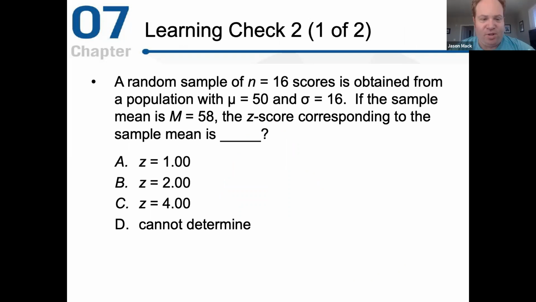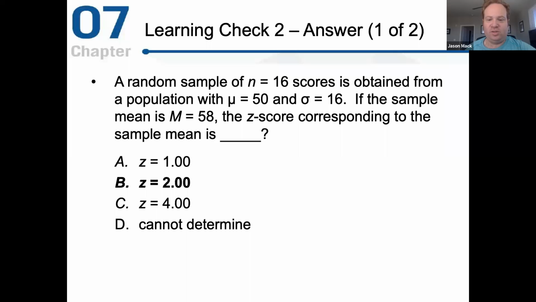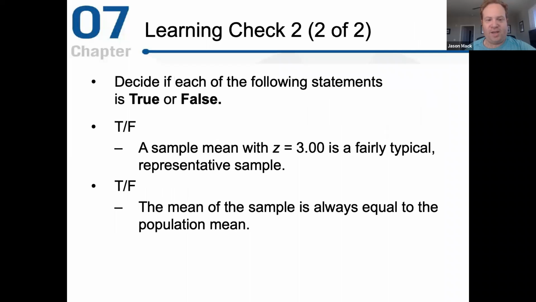A random sample of n equals 16 scores is obtained from a population with a mean of 50 and a standard deviation of 16. If the sample mean is equal to 58, the z-score corresponding to the sample mean is what? 1, 2, 4, or cannot determine? Your answer is 2. Decide if each of the following statements is true or false.